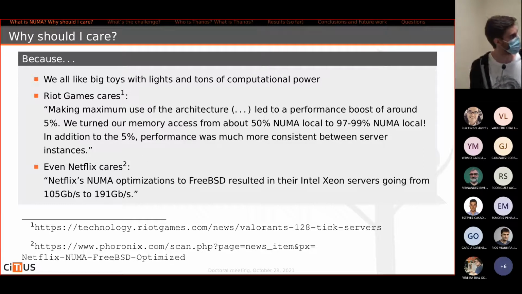And here we can see that by making the best use of the architecture in NUMA systems they've been able to increase the performance and meet that performance target. And the second example is from Netflix. We all know Netflix because we all watch the shows, Squid Game and that kind of things. And we can see in this article that Netflix's optimizations to the NUMA scheduler made them almost double their performance in the servers.